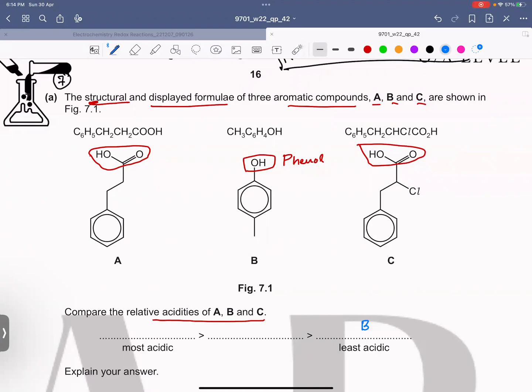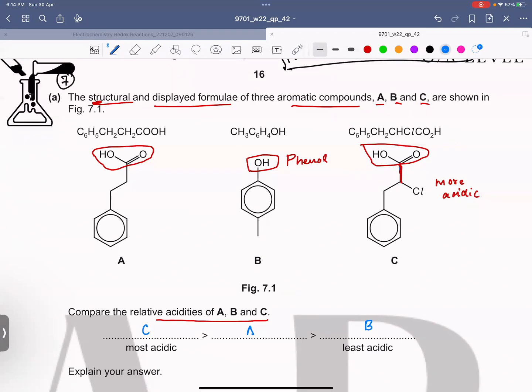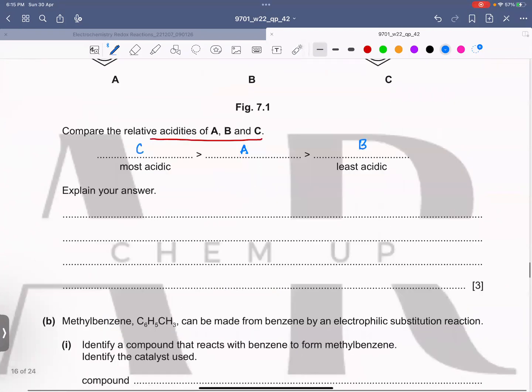Now both are carboxylic acid, but if you see over here, the neighboring carbon to the carboxylic acid group has a chlorine, which is further electron withdrawing. So if it's electron withdrawing, which makes it more acidic, we can say that it is the most acidic among these three. So I would put C over here and A over here. Is this understandable to everyone? If anyone has any doubt, kindly ask. Okay. Now we have to explain the answers.